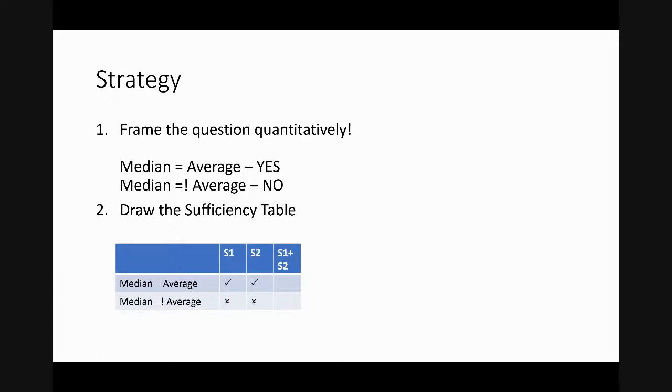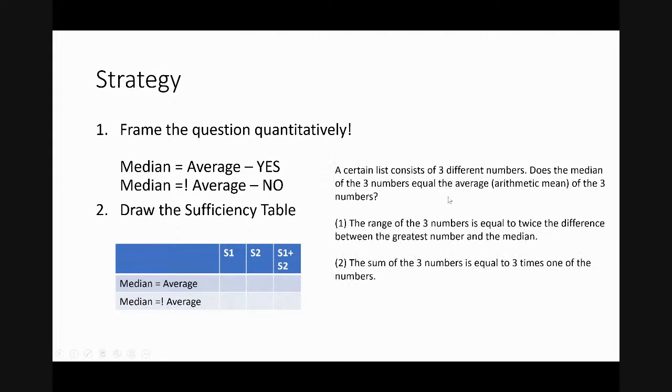And the final one, I would like to see whether both my statements together are sufficient, right? Okay, so we are going to follow this process for all of them and then try to solve our questions. All right, so let's just jump into that. So this was our question, right? A certain list consists of three different numbers. Does the median of these three numbers equal the average of the three numbers, right?